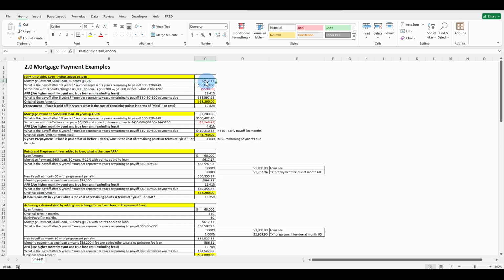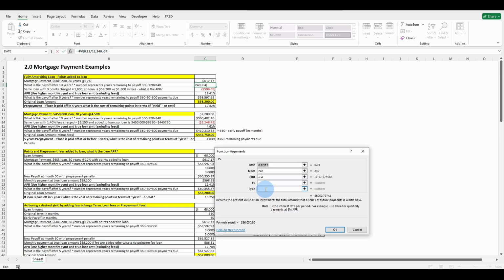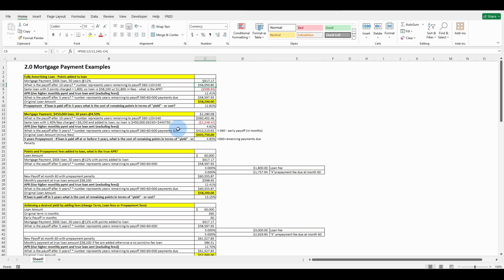We've seen this before. What is the payoff after 10 years? We're going to use a new formula. We're going to use present value, 12. Note what we're doing here. We're not using future value. That's what we're trying to figure out. So we're going to use 12, 12. We're going to try to find the 1%, 12% divided by 12. We have number of periods, and then our payment, which is going to be this 617, and that's going to give us the mortgage payment that's outstanding.